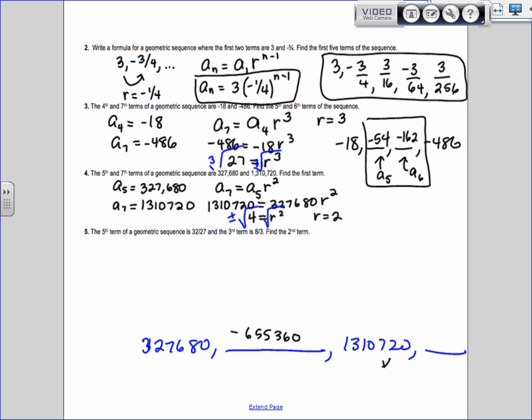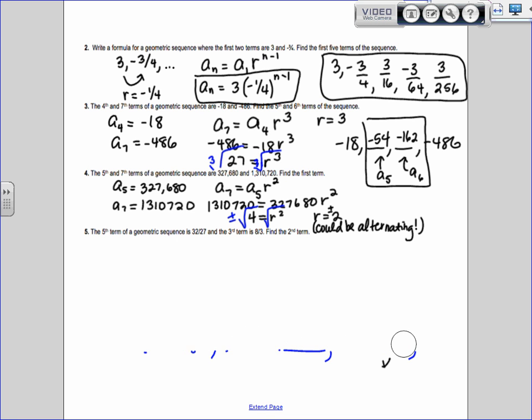We don't know which one it is. It could be what we call an alternating series. So let's put that in parentheses. So could be alternating. If it's alternating, then the R is negative 2. Each time it's going to go plus, minus, plus, minus, plus, minus, plus, minus. Does that make sense? But we don't know. We were given A5 and A7. All of the things with odd subscripts are going to be positive. But the even ones, we don't know if they're positive or negative. Do you understand what I'm talking about? Do you guys get that?